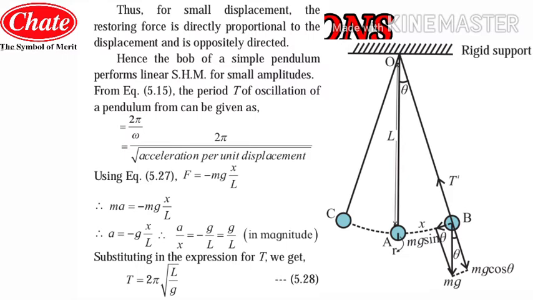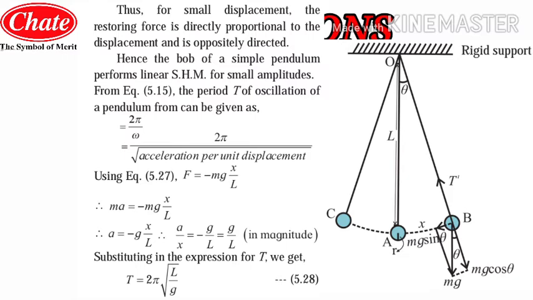Now the period T of the oscillation of the pendulum can be given as follows. We know that omega is equal to 2 pi by T. So by rearranging, T may also be written as 2 pi by omega. Thus we can write 2 pi divided by the root of acceleration per unit displacement.